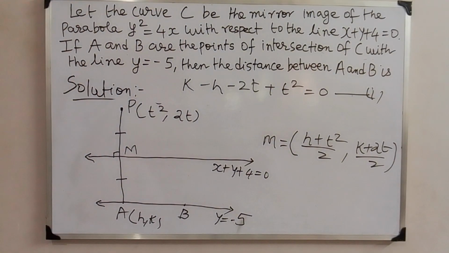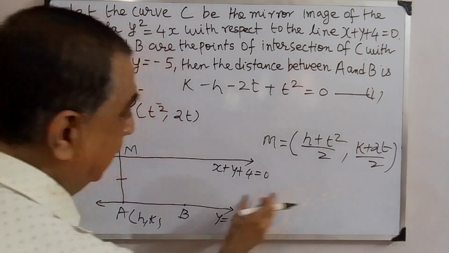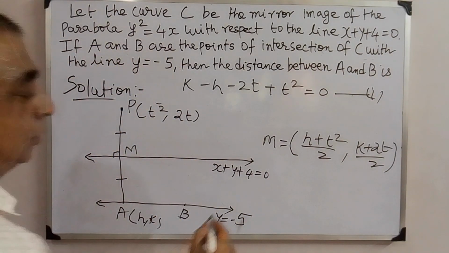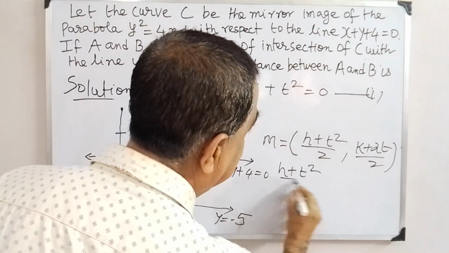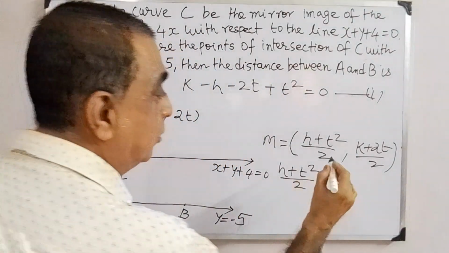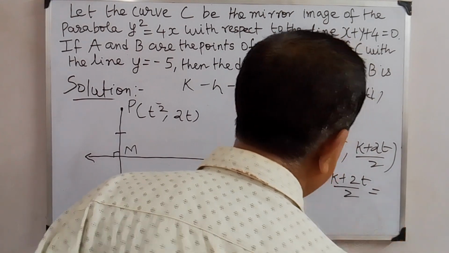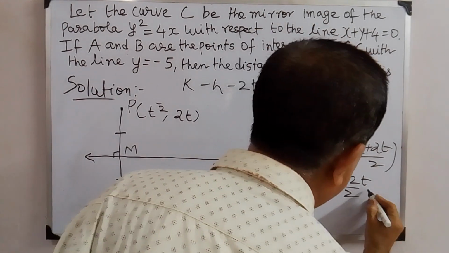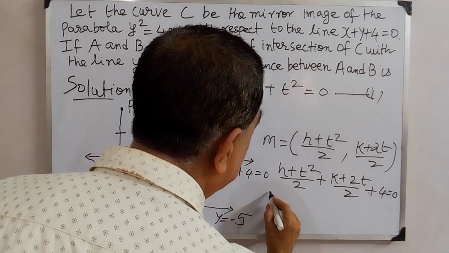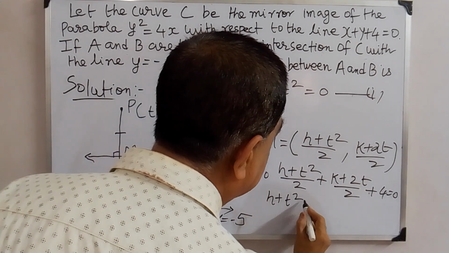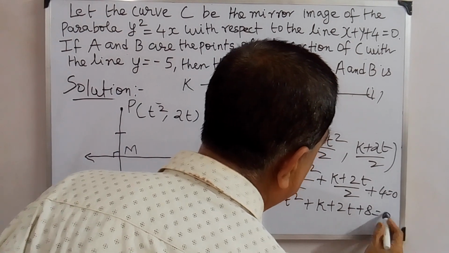Because M is lying on this line, this point has to satisfy this equation. In place of h I am writing (h + t²)/2, and in place of y I am writing (k + 2t)/2, plus 4 equals 0. Now multiply throughout by 2, so we will have h + t² + k + 2t + 8 = 0.